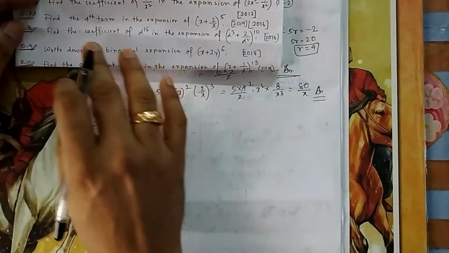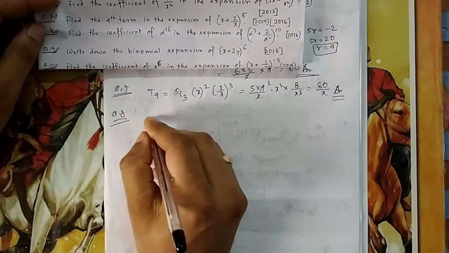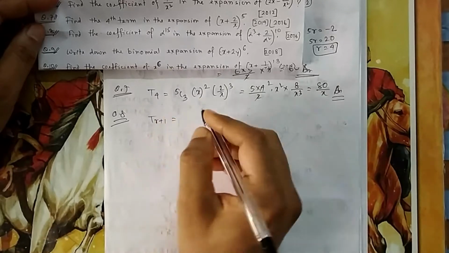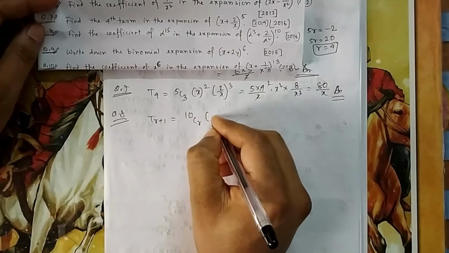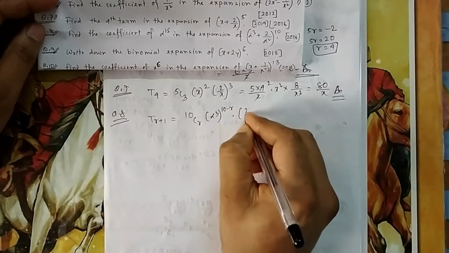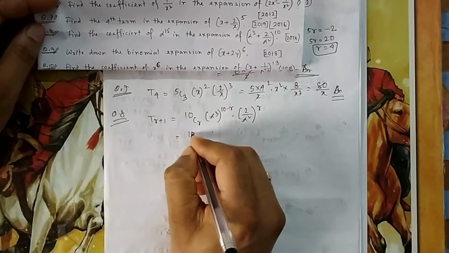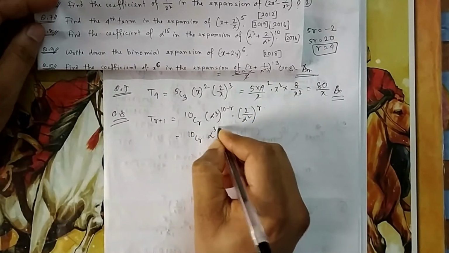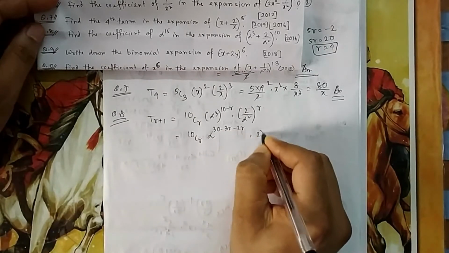Now again, find the coefficient of x to the power 15 in the expansion of this. Same type of question again. So we are doing lots of questions of this format, so you can take care of this one. Alpha cubed to the power 10 minus r, and the next one is 2 by alpha squared to the power r. So 10Cr, it is alpha to the power 30 minus 3r, and from here again 2r will come, so I am directly writing it, and 2 to the power r.